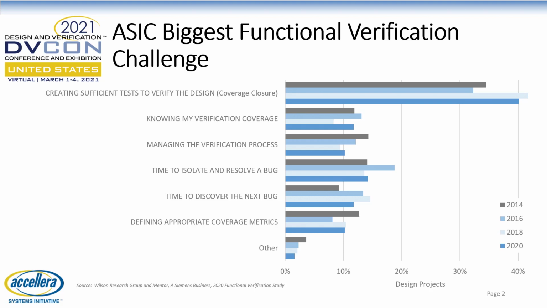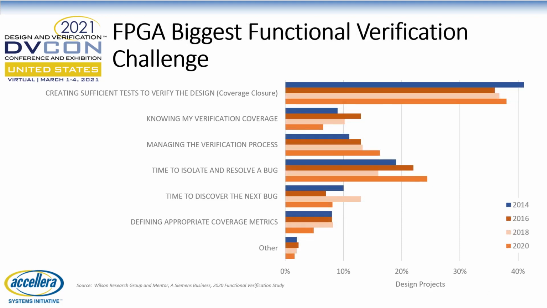Many of you may be familiar with the biannual Wilson Research Group industry study that's been led by my colleague Harry Foster for the past several years. One of the questions that we've asked every year is, what is your biggest functional verification challenge? And we've compiled the data going back to 2014. You can see that over the years, the answer from the ASIC groups has always been coverage closure, with a significant jump in the past few years. We asked the same question of FPGA groups, and wouldn't you know it, got the same answer.